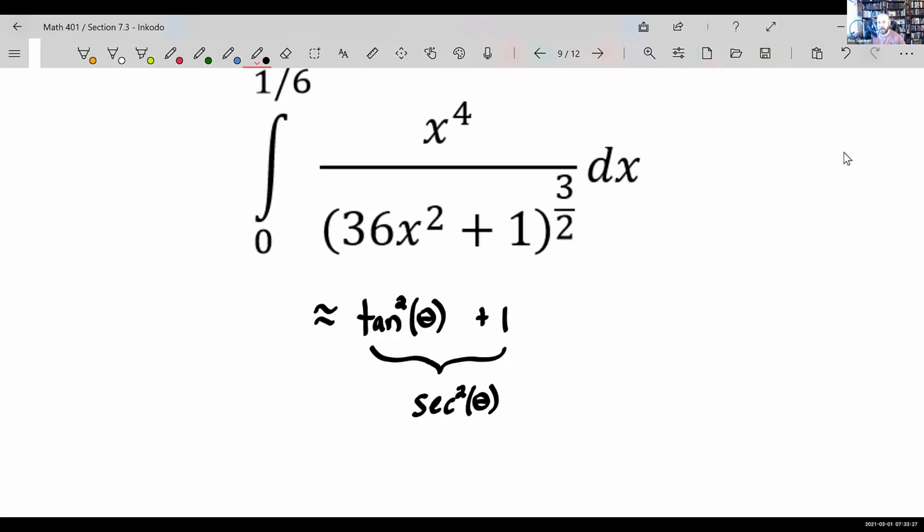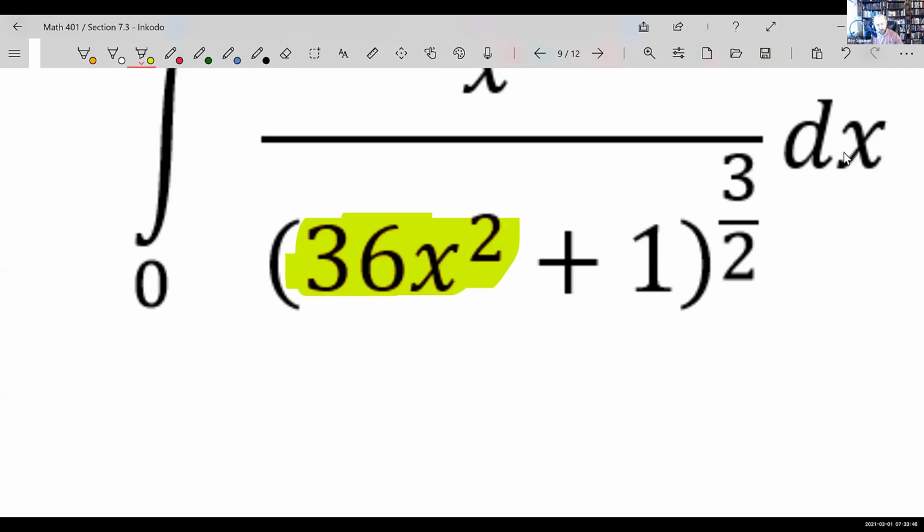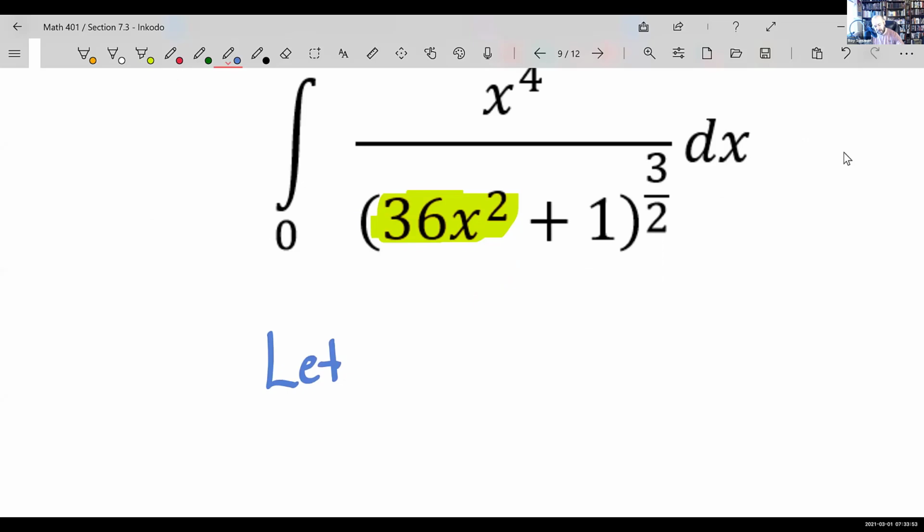which is ideal. So this is how you make a trig substitution. This is how you make your mind up for whether you're going to do a trig substitution or not. You're looking at this and saying, well, can I make a trig identity out of it? And the answer here is yes. So the way I'm going to do it, I know I want this 36x squared to be basically a tangent squared. So that's what I'm going to say for my substitution. I'm going to say let 36x squared equal tangent squared of theta.